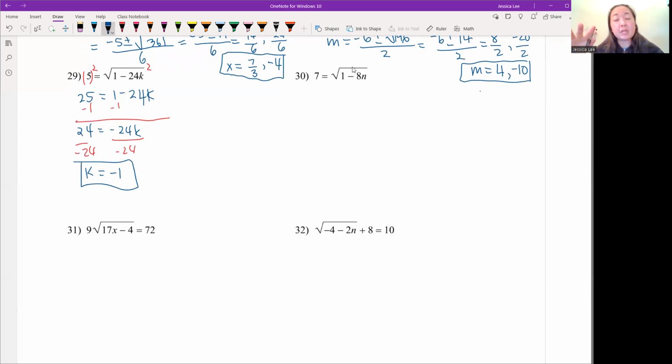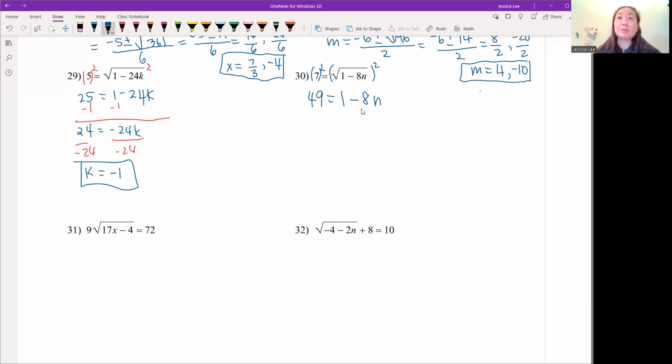I just do a visual check. I don't actually write it down. Sometimes I do if it's a little bit more complex, but this is just a negative 1. So that's fine. Here again, on the outside, there's nothing out here. So I'm just going to square both sides. So we get 49 is equal to 1 minus 8n. The reason why we square both sides is to get rid of the square root. So you should no longer see the square root there.